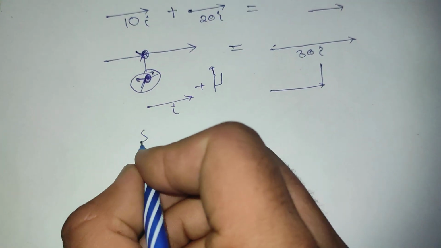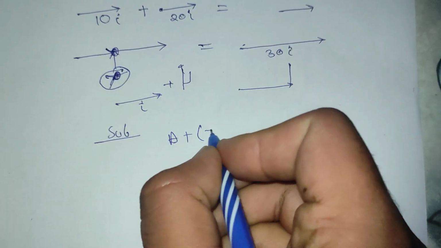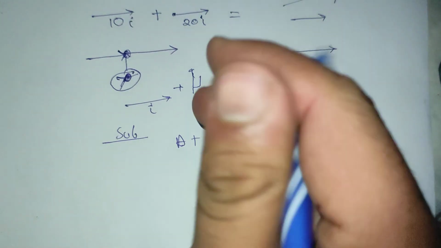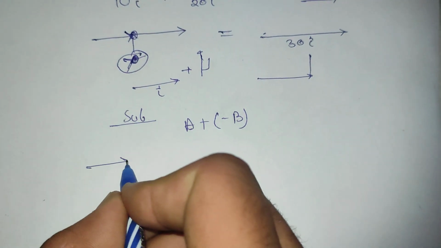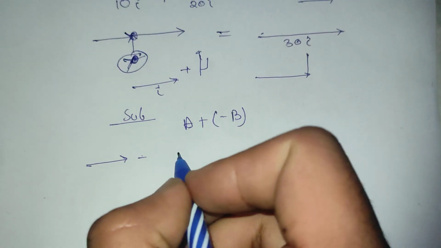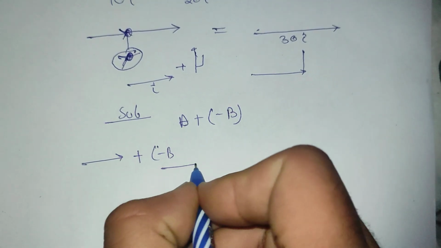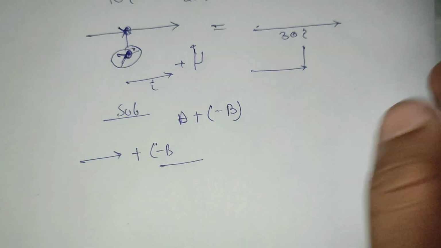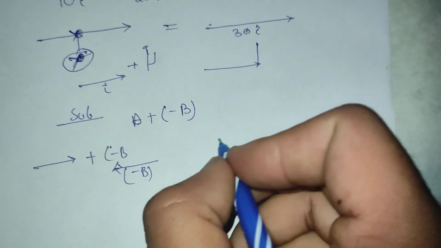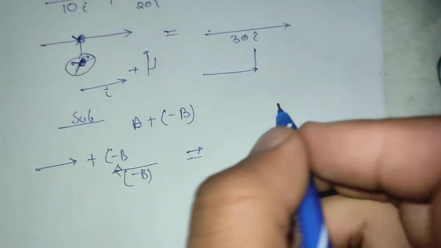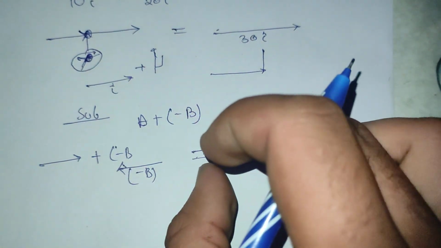For example, when we talk about subtraction, subtraction is basically the reverse of this. Basically, we add the reverse of the second vector. So for example, if I say a plus minus b, it means the direction of a is this, a minus b becomes this, and this is the minus b. Now adding the reverse, we get this.